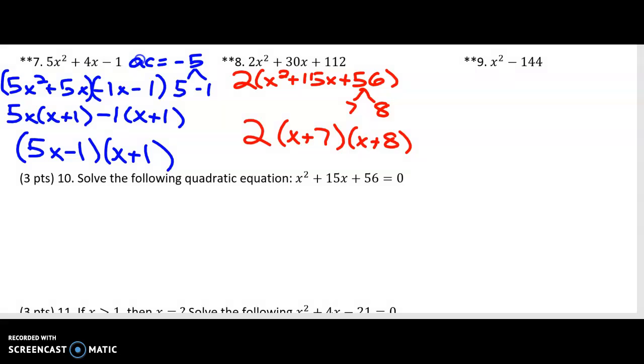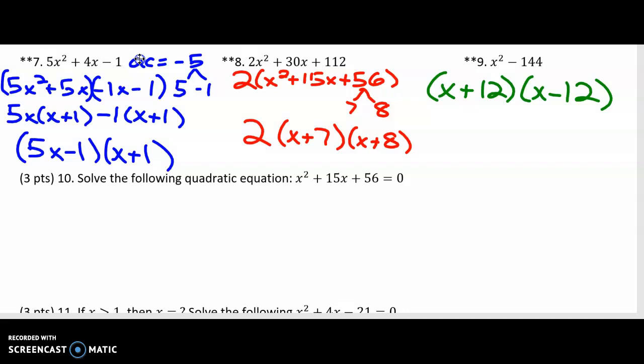Okay, number 9 should be pretty easy. It is a difference of 2 squares. Again, when you only have 2 terms there, you've got to look at your options: it's either difference of 2 squares or GCF. In this case, I have a difference, and both of them are squares, so I can use difference of 2 squares. Remember, all that requires you to do is take the square root of each number. So it's x plus 12 and x minus 12. That should be a nice, easy one for you.